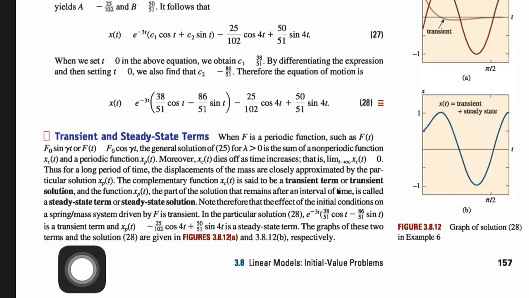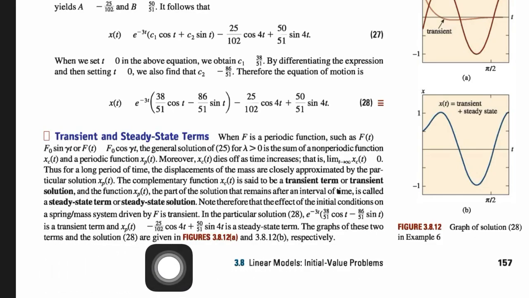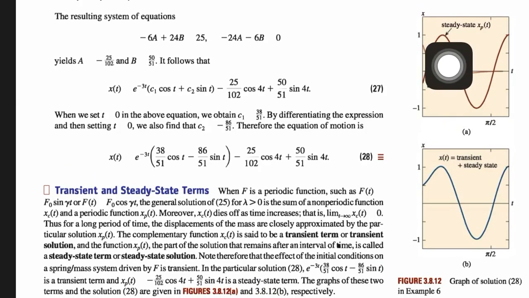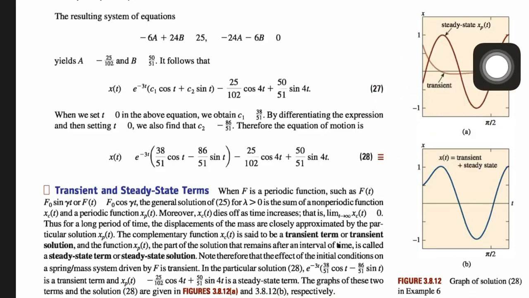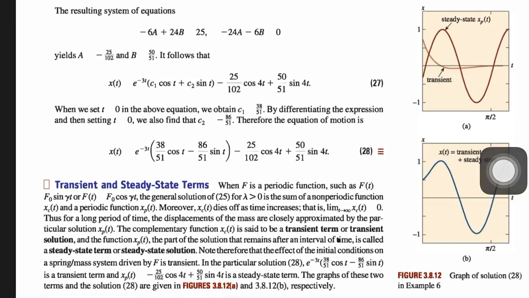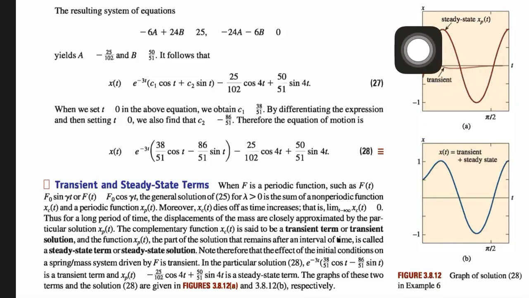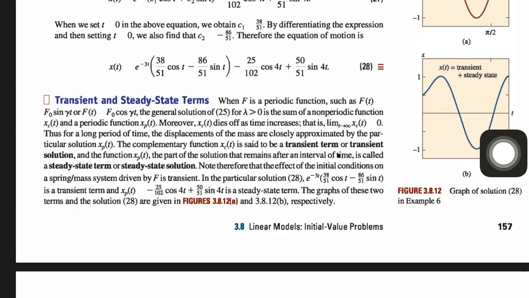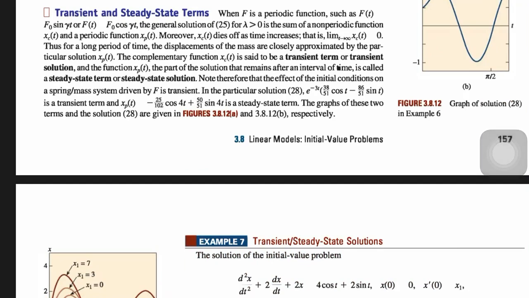The graph of these two terms and the solution of 28 are given in the figure here. So this is the transient and this is the steady state. Over time the transient term equals 0, but this function remains the same over some long period of time, while the transient term approaches 0. So this is the transient and the steady state term.